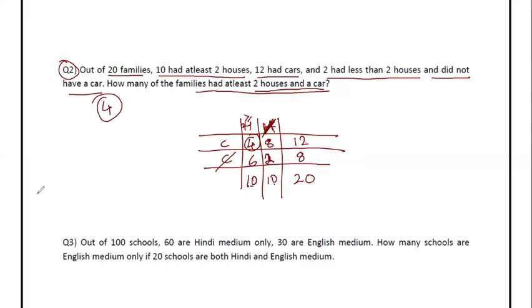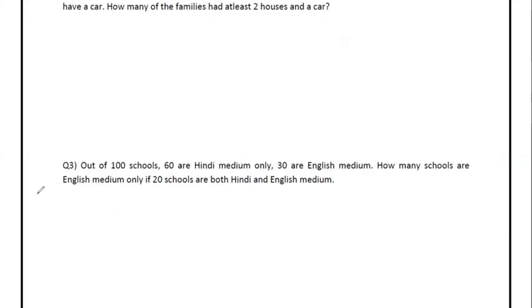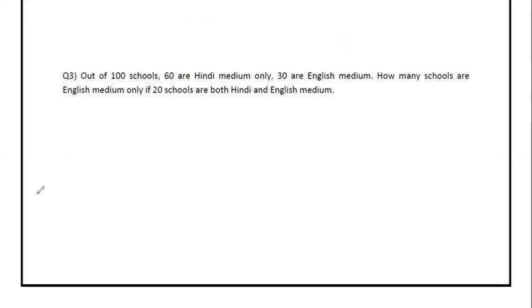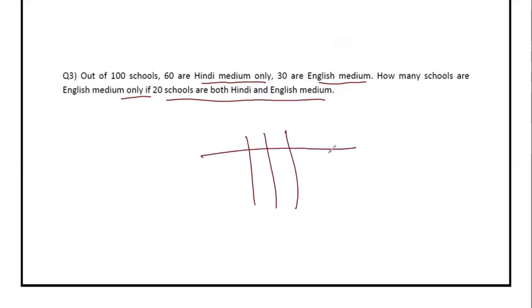Question three. Out of 100 schools, 60 are Hindi medium only, 30 are English medium. How many schools are English medium only, if 20 schools are both Hindi and English medium? So we know there are two categories. So again, three vertical columns, three horizontal columns. 100 schools total comes here. Then English, not English, Hindi, not Hindi.